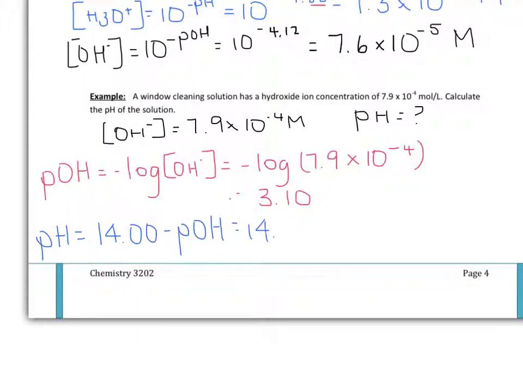So it's 14 minus 3.10. Also notice that I've been placing the same number of decimal places in 14 as I have decimal places in my pH or pOH. And this will give me an answer of 10.90. At this point, you're fully equipped to answer the remaining worksheet questions.